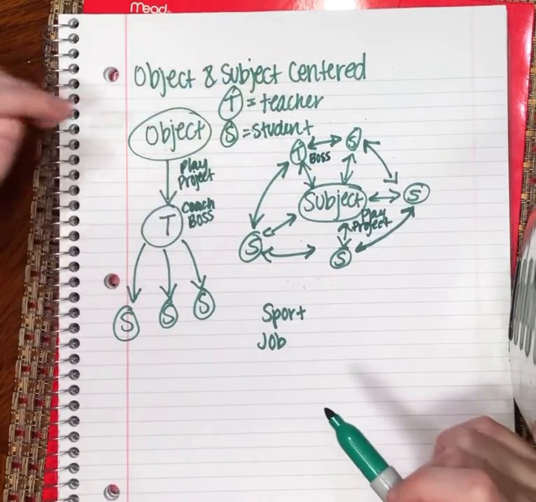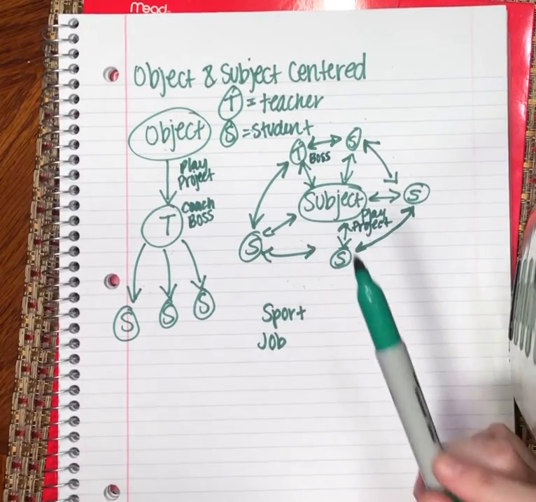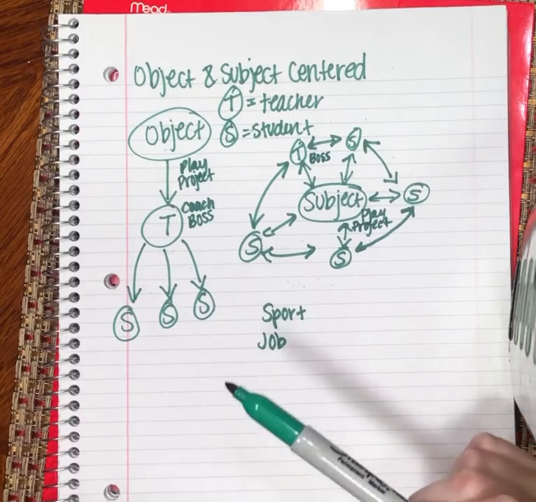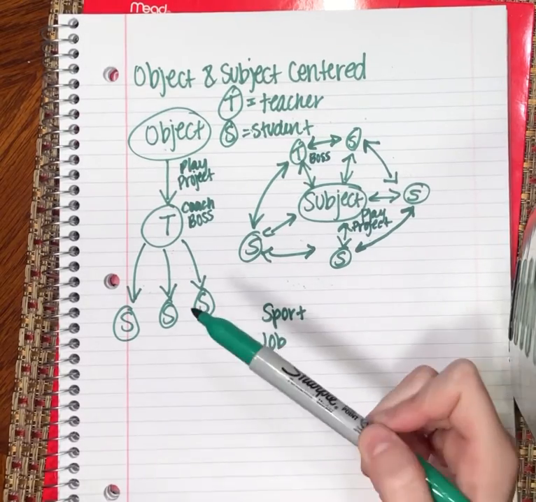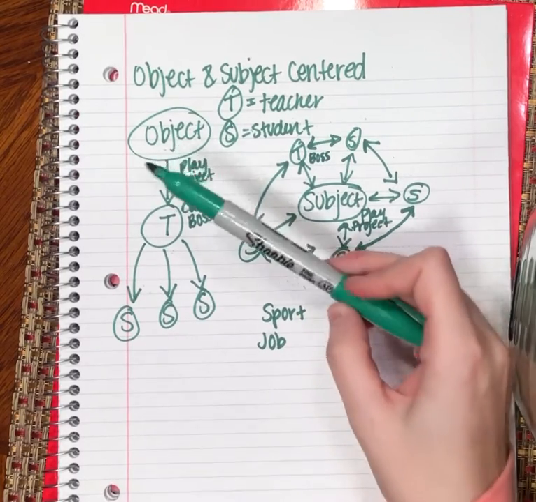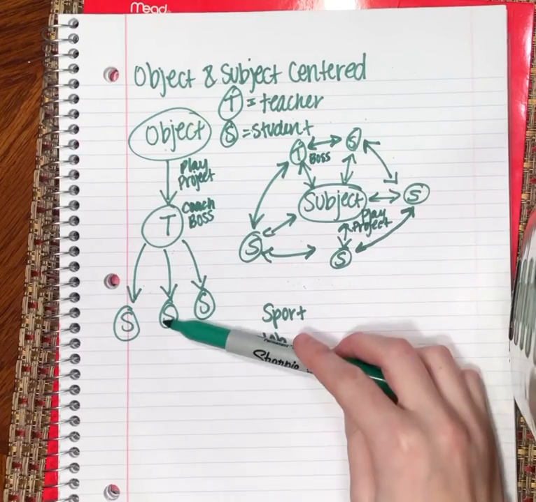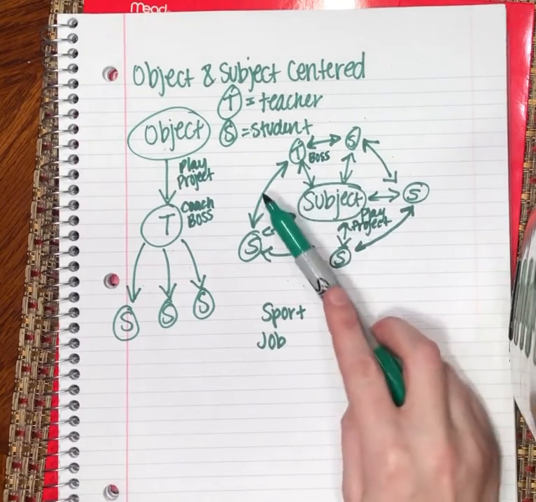So as you can see, the object-centered and subject-centered views of knowledge have the same goal, to illustrate how knowledge is spreading. But they do differ in the way knowledge is spread. The object-centered is a one-way flow, where it just goes from the object straight to the teacher, straight to the students. The subject-centered is more fluid or interconnected.